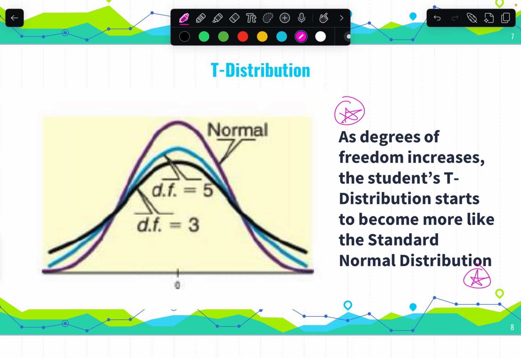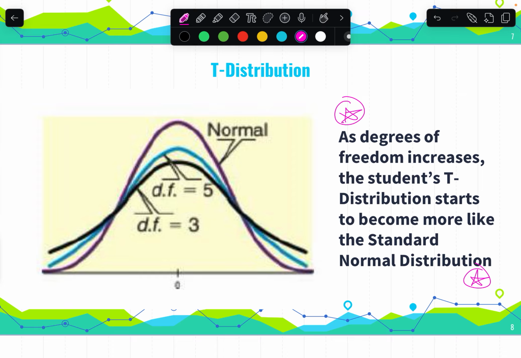And they vary by the number of degrees of freedom that you have in the t-distributions. Okay, so the black one is your 3 degrees of freedom, and the blue one is 5 degrees of freedom. If we look at the trends for both of these graphs, the blue and the black, the blue graph looks a lot more similar to the normal distribution, or the one in purple, than the one in black.